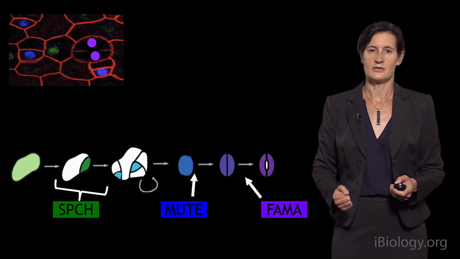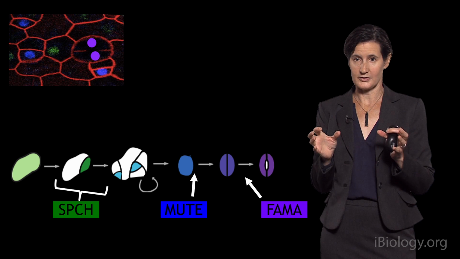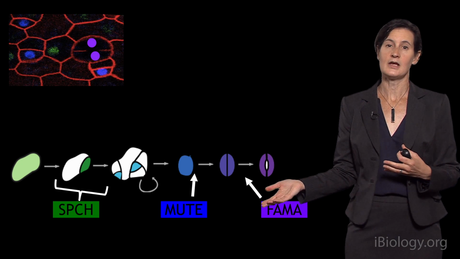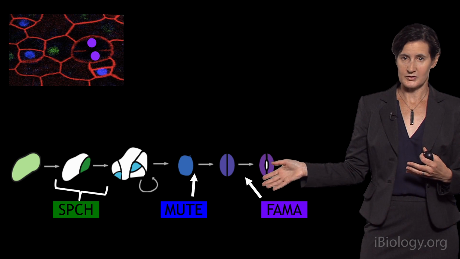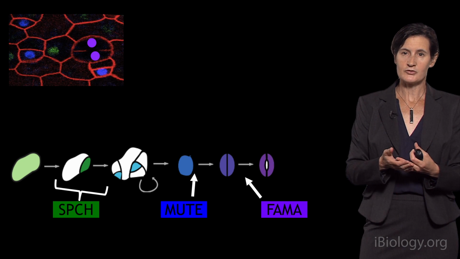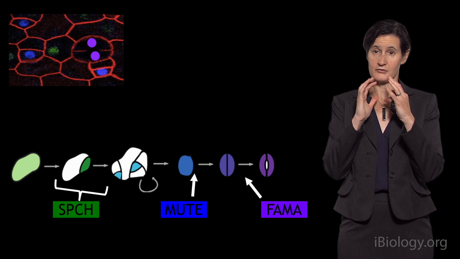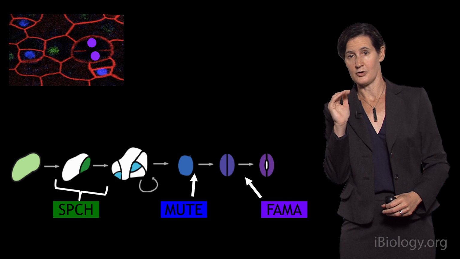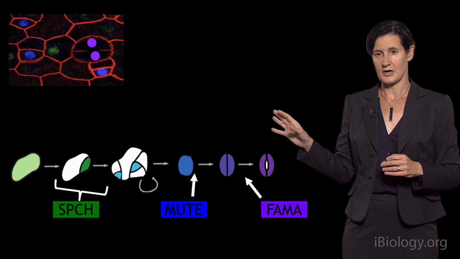Now, mute and speechless are actually very closely related transcription factors. Their sequences are very similar, and they have a sister named Fama. If Fama was in the movie, it would be showing up a little bit later. And I'm just going to show Fama in purple. And Fama is required at the end to make sure that stomata consist of 2 cells and only 2 cells. If you make only 1, it can't open and close. If you make 6, you have some problems as well. So Fama is required at the very end.